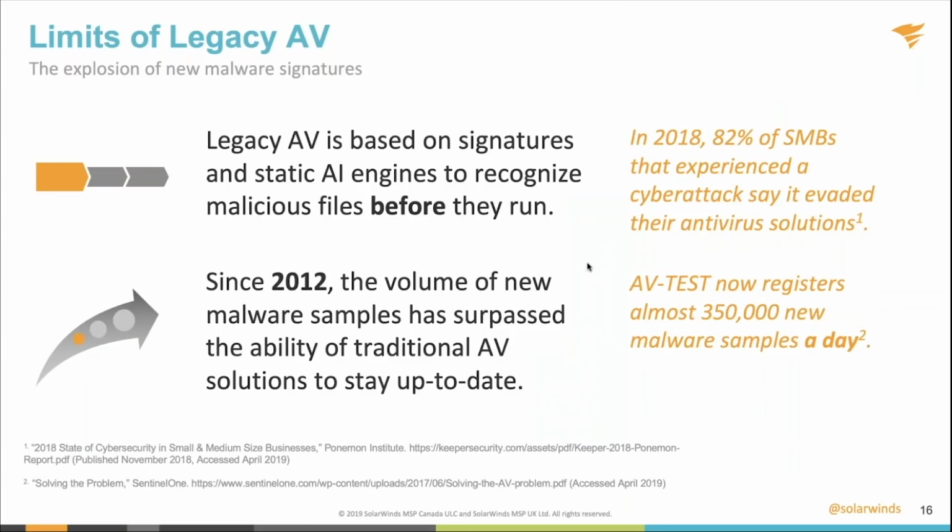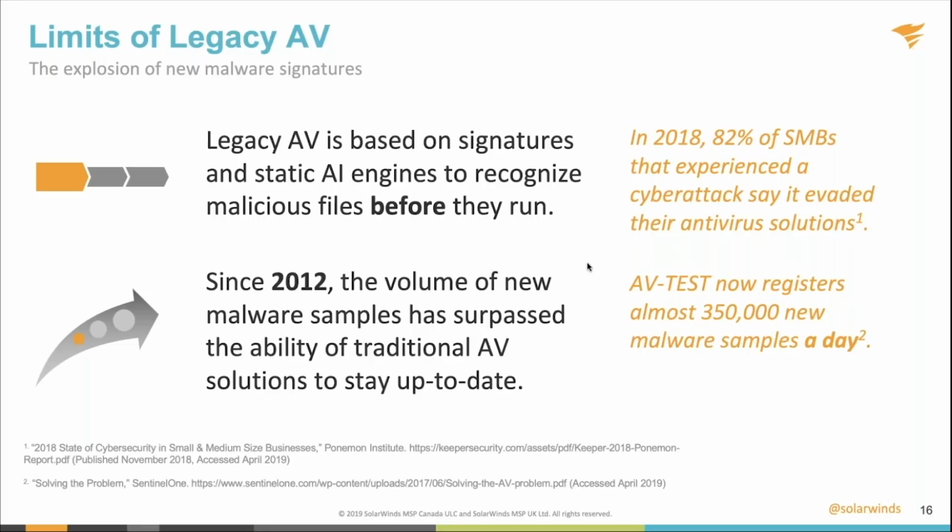So the limits of legacy AV, let's go over some statistics first. In 2018, you can see there 82% of small to medium-sized businesses that experienced a cyber attack say that it evaded their traditional antivirus solutions. So that is a really big number to say, for the ones that did experience some type of breach, some type of ransomware, something like that, that it evaded their traditional antivirus solutions.